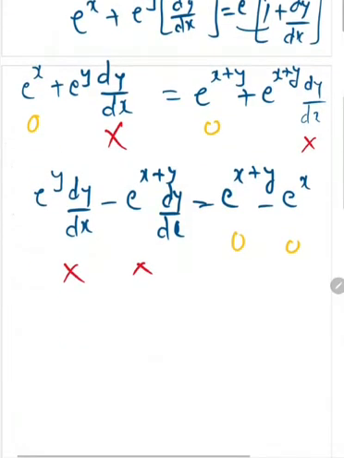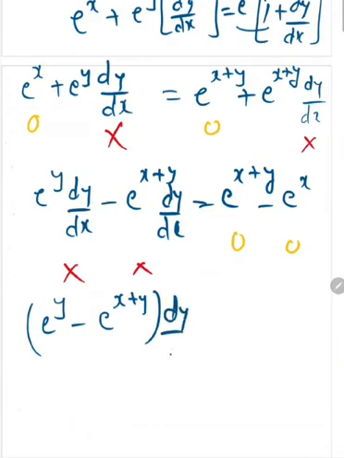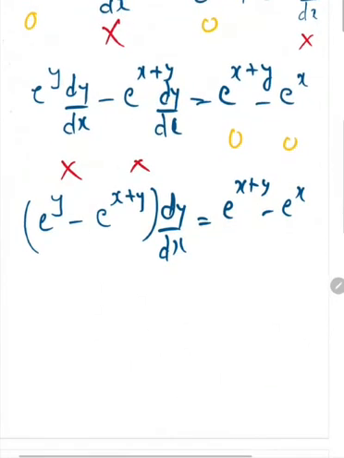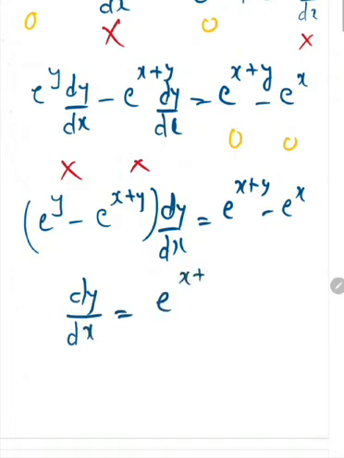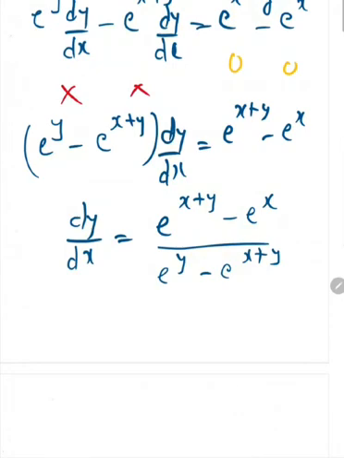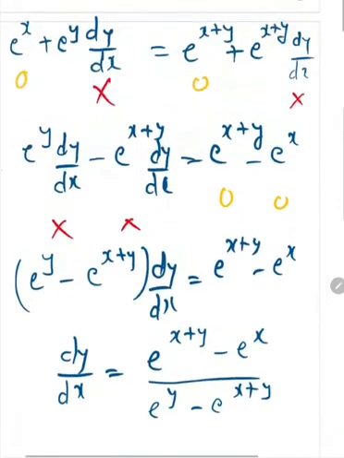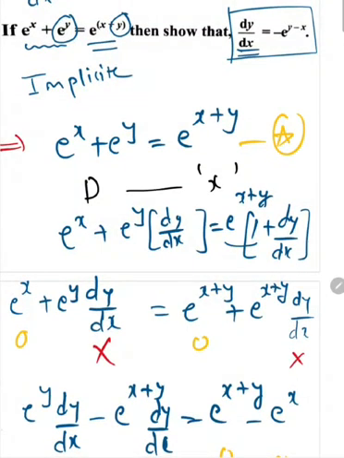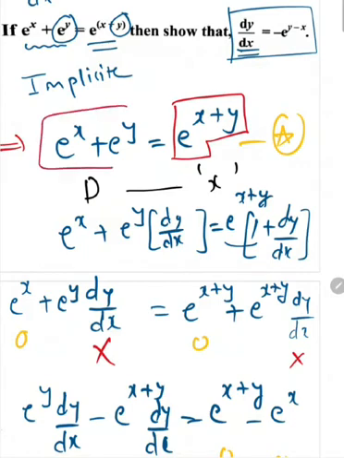Now in LHS, can we take dy by dx common? If I take dy by dx common, we get e power y minus e power x plus y here. Now I just keep dy by dx on one side, everything else on the other side. So finally we have e power x plus y minus e power x upon e power y minus e power x plus y. Now as I said, I'll be using the star equation, right? The star equation says we can replace e power x plus y with e power x plus e power y.